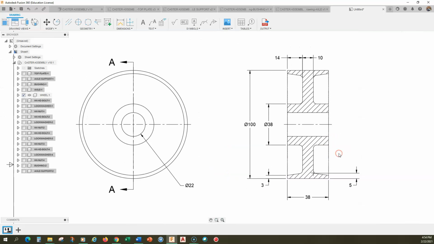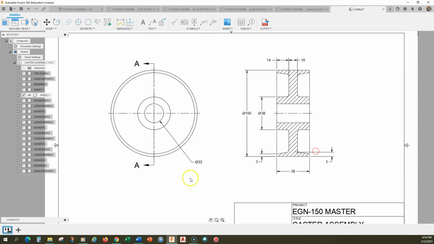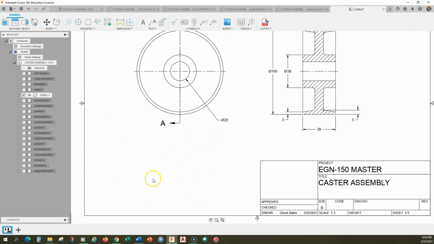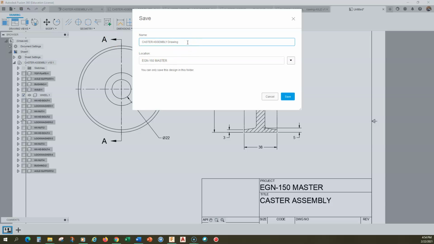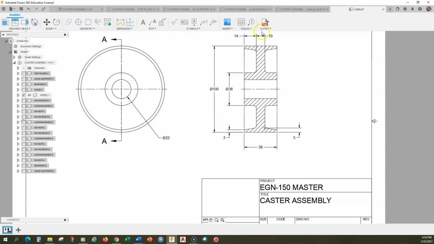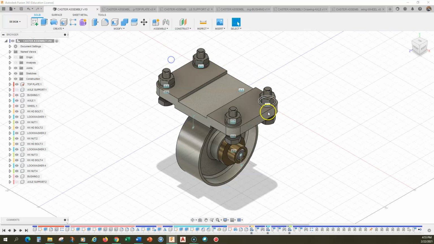All right, so again, pretty straightforward drawing. I think I got everything. Again, there would be notes here, specifically for fillets and rounds, but I'm just going to leave that out for right now. I got all the other dimensions in there that I need, size and location, and so that's done. And we have finished our detail drawings for the caster assembly.